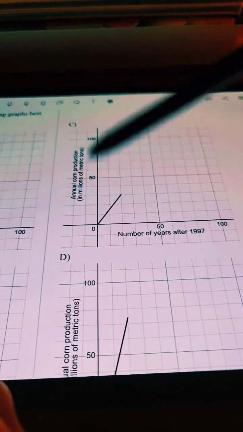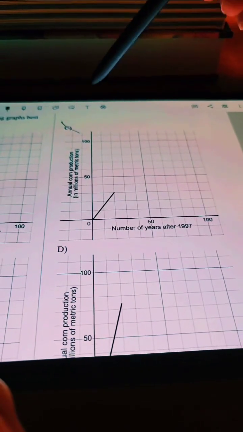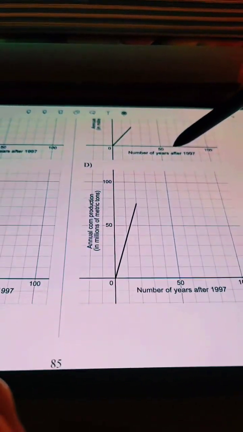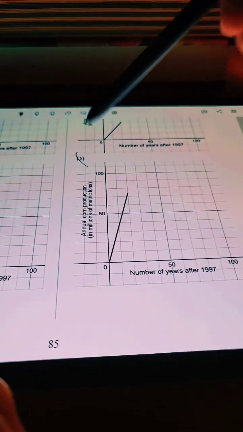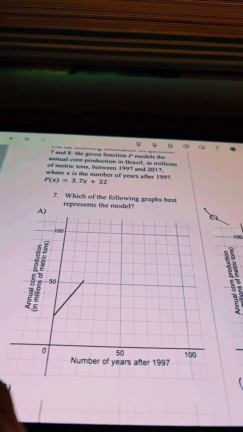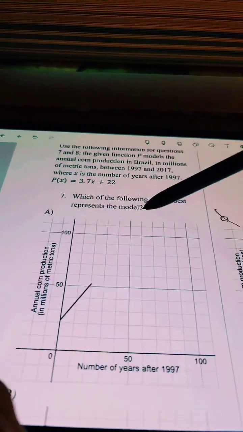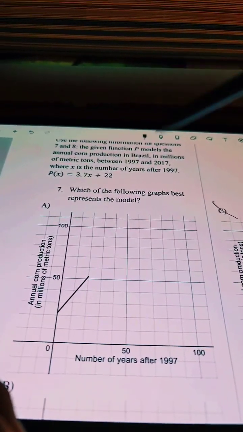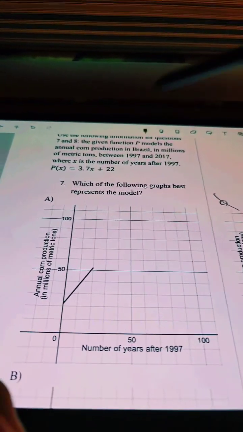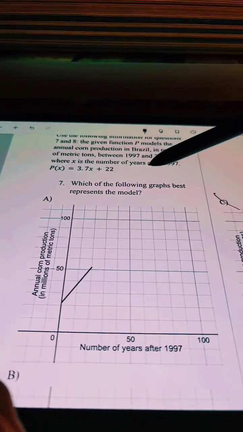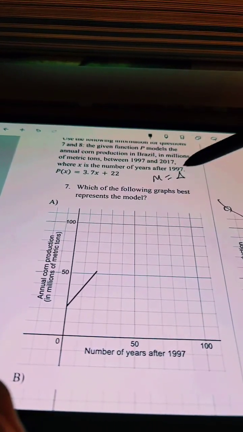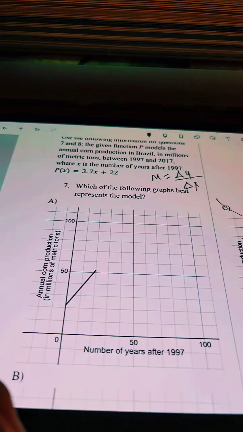Yes. This one's at 0, so it definitely can't be that one. It can't be C. And this one's at 0 as well, so I've already been able to eliminate half the answer choices by just referencing the y-intercept. So now I'm going to look at the slope, 3.7. So remember, slope is going to be the change in y over the change in x.